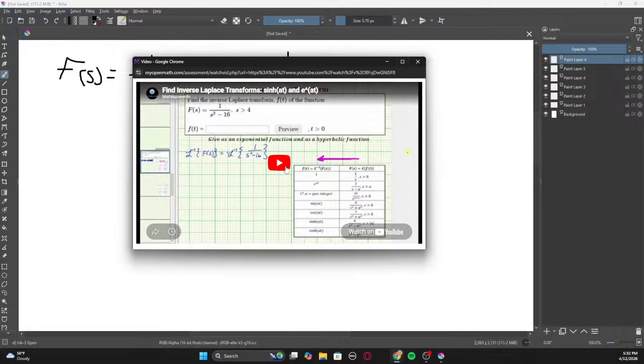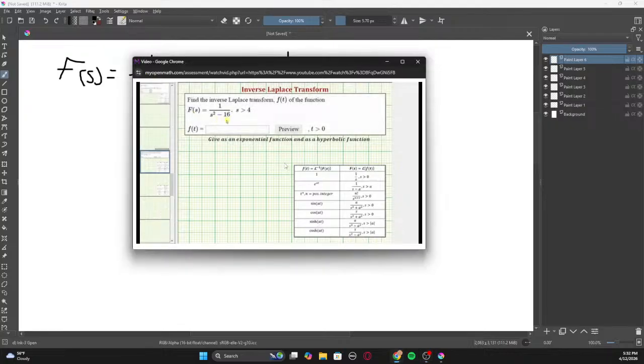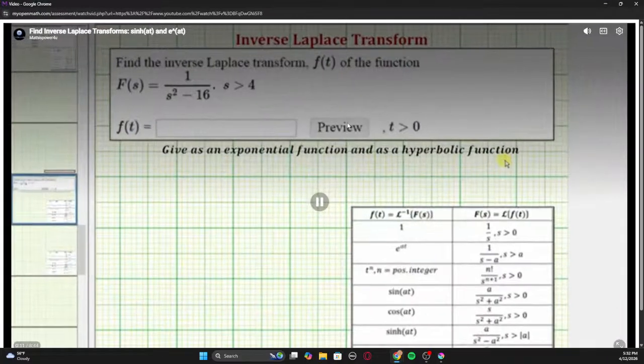We're asked to find the inverse Laplace transform of big F of s, which will give us the function f of t. For this example, we're asked to give f of t as an exponential function as well as a hyperbolic function. In our homework system, they want f of t as an exponential function, but we will show both.